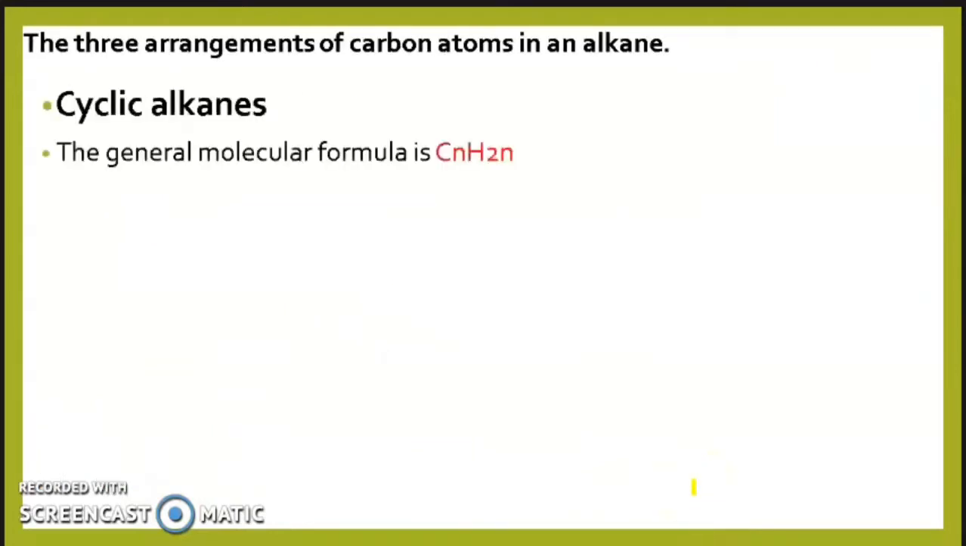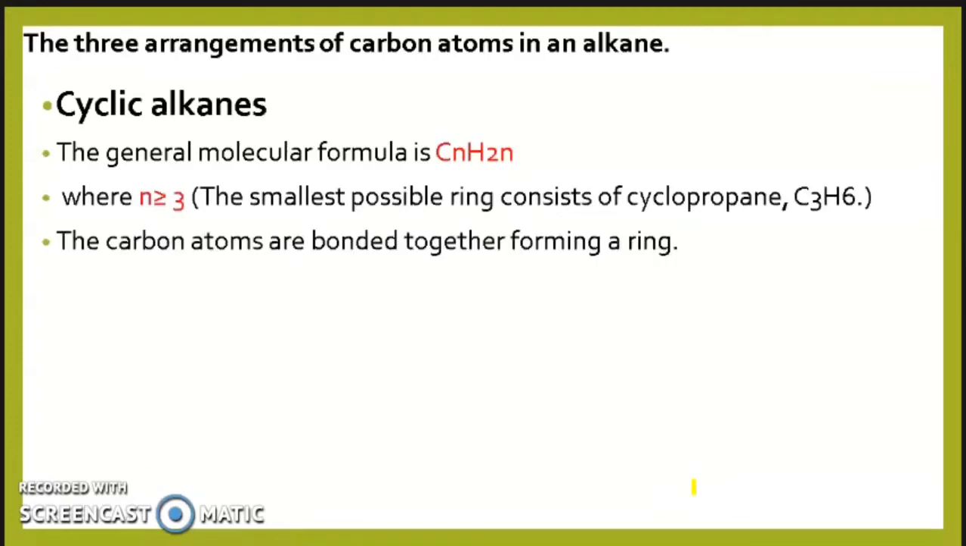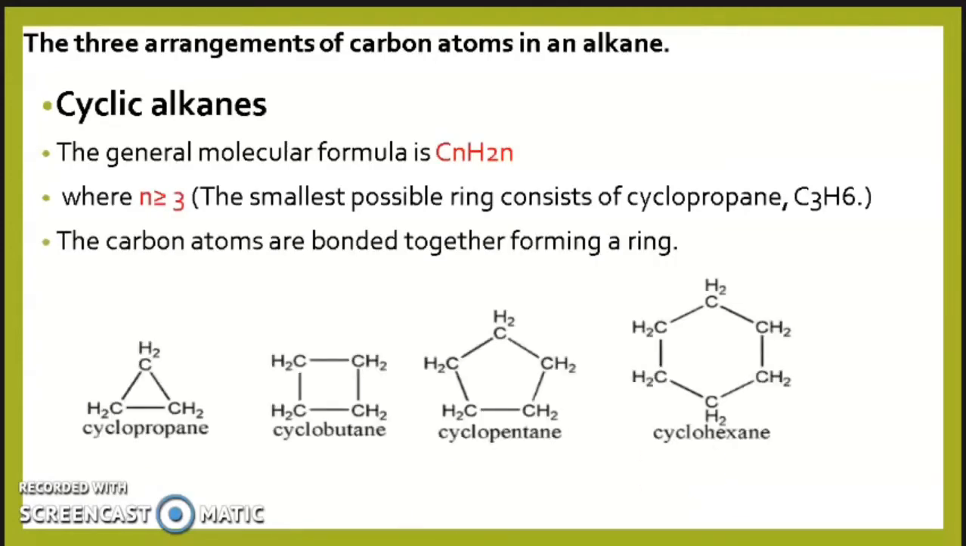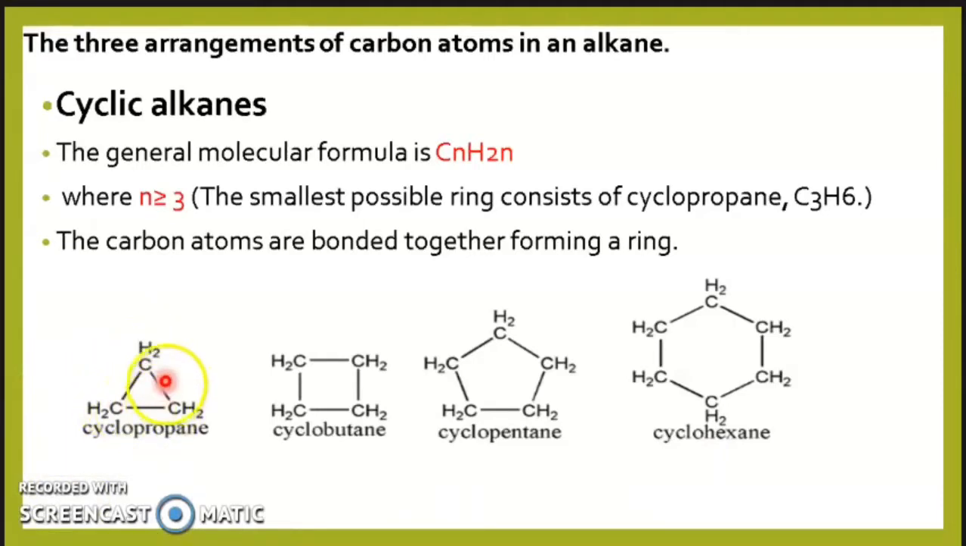Now, the second arrangement of carbon atoms in an alkane is the cyclic form. Whenever we say cyclic, you have to remember that the carbon atoms are arranged in the form of a ring or a cycle. Their general formula is CnH2n because 2 hydrogen atoms have to be removed in order for the carbon atoms to form a ring.